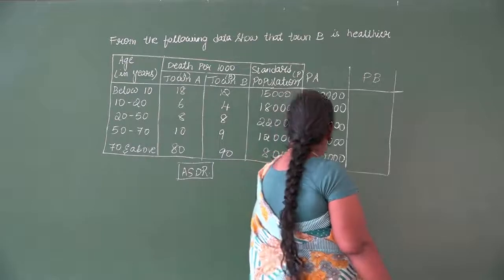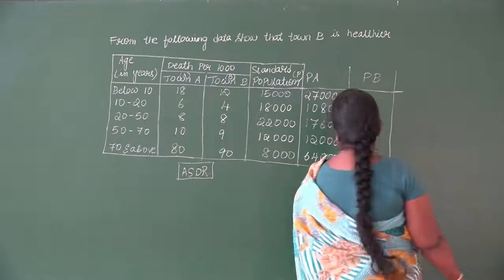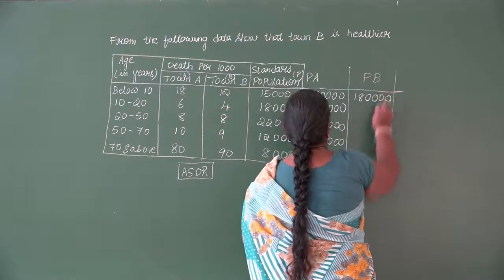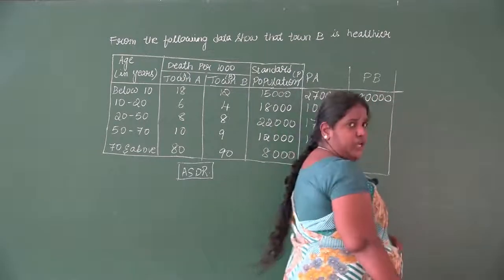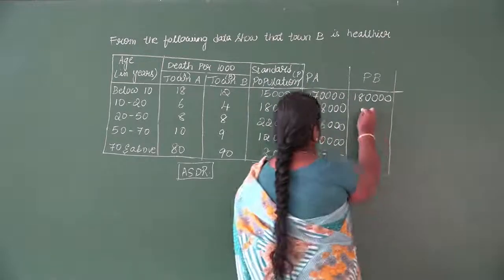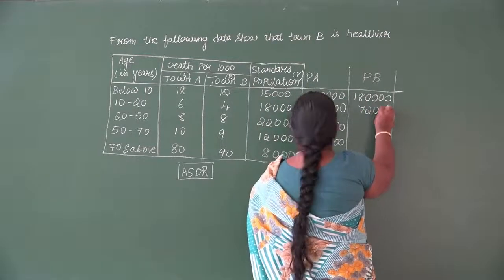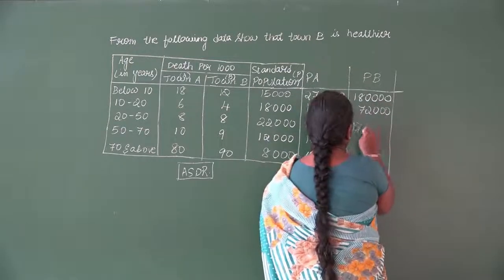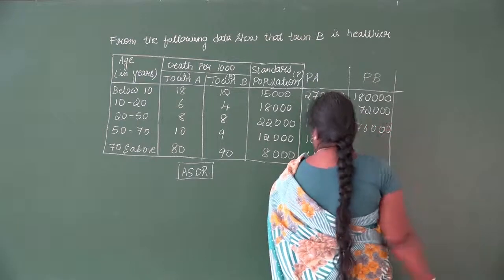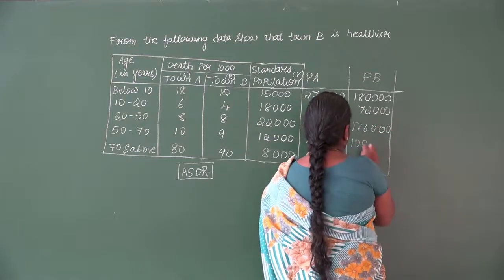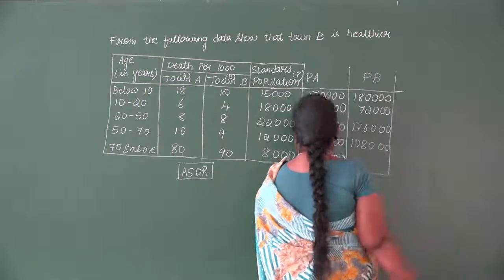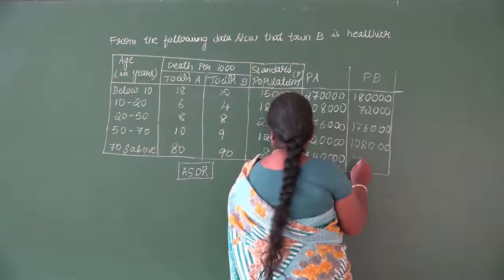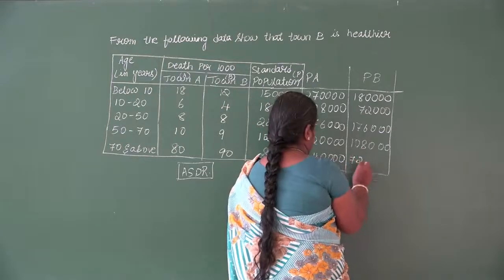Then for town B, first one it is 12 into 15,000. So 12 into 15,000 is 1,80,000. Next 4 into 18,000, it is 72,000. Next 8 into 22,000, 1,76,000. 9 into 12,000, 1,08,000. And 90 into 8,000, which is 7,20,000.